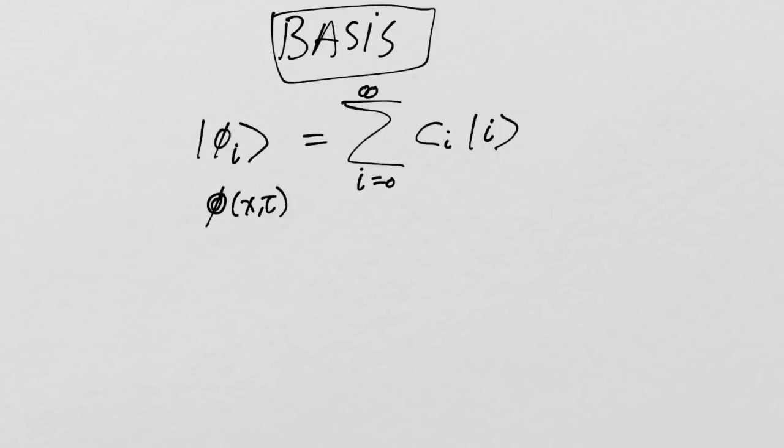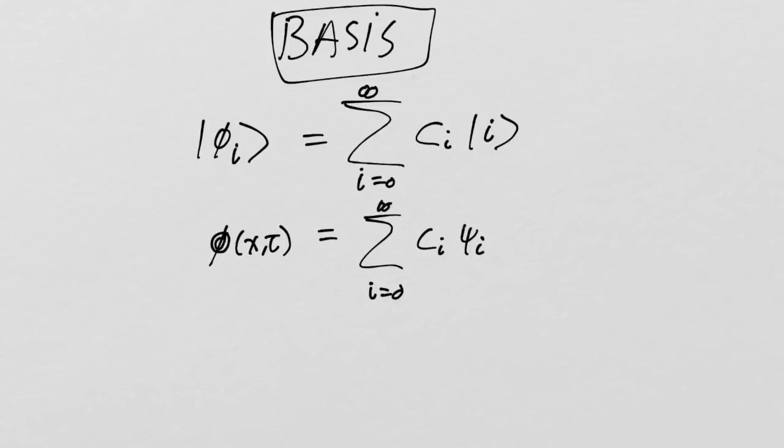For wave functions it would be exactly the same construction: the sum from i equals 0 to infinity of some coefficient and some set of basis kets. I guess I would call them psi i, right? This is a very habitual thing for us in quantum mechanics. We just derive these basis kets from the eigenstates of Hermitian operators, right?